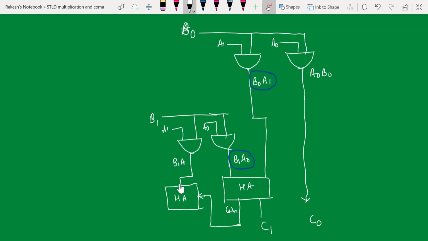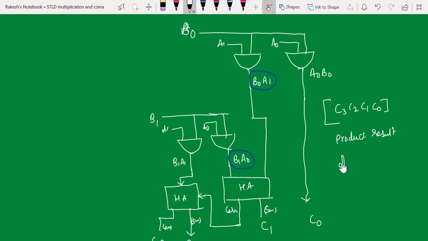So this partial product will come here. Now it's going to produce the sum. It's going to produce the addition of this carry as well as the partial product. It's going to produce the sum as C2 as well as one more carry out as C3. This is the carry out. So this is how you are going to generate a binary code, that is C3, C2, C1 and C0. This is nothing but our product result, the result of your A0 A1 multiplied with B1 B0.